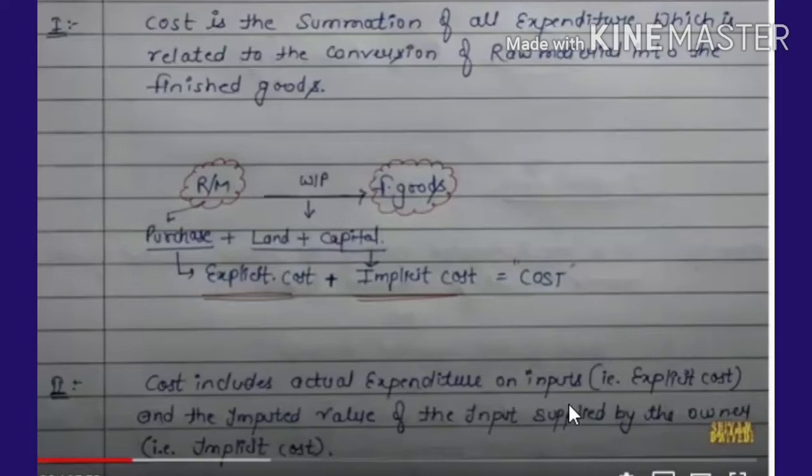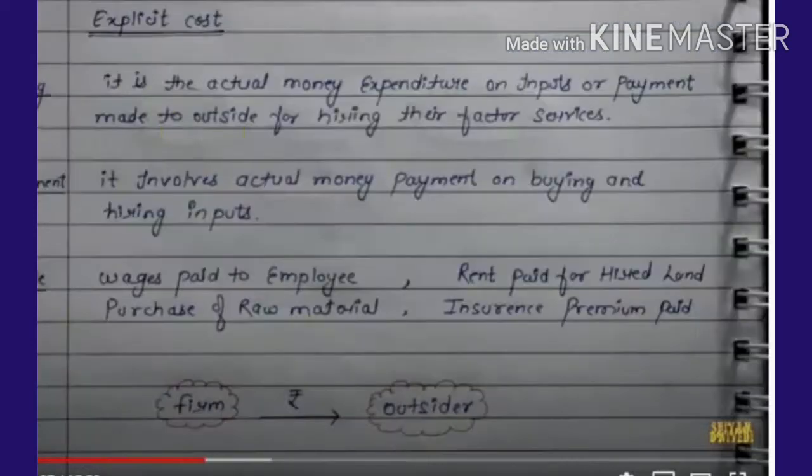And explicit cost means sometimes he may have to hire something for the production. So that is what he spends for that purpose. It is known as explicit cost. Hope you understood. So explicit cost, what is that? It is the actual money expenditure on inputs or payments made to outside for hiring their factor services. So whatever expenditure he is spending, or payment is given for outside hiring purposes, that is known as explicit cost.